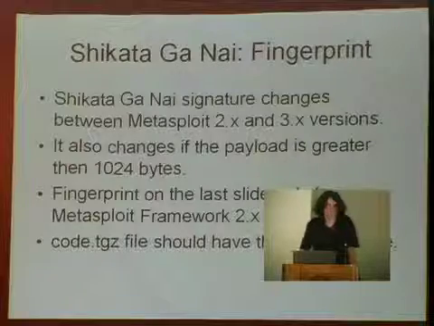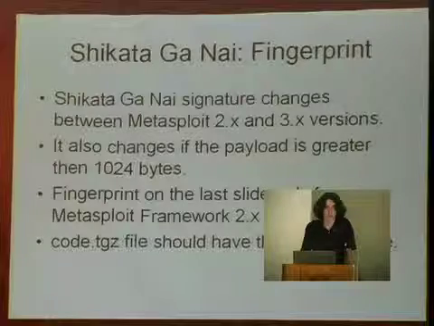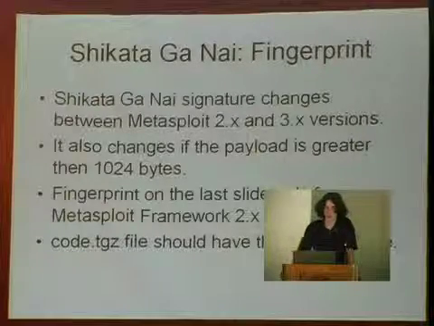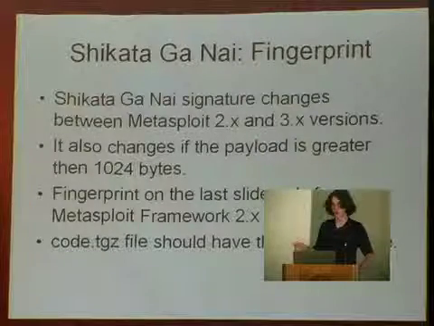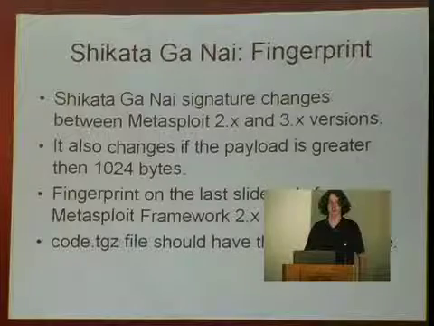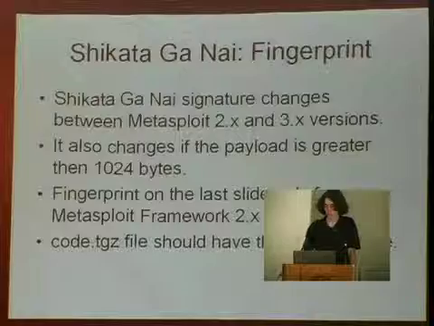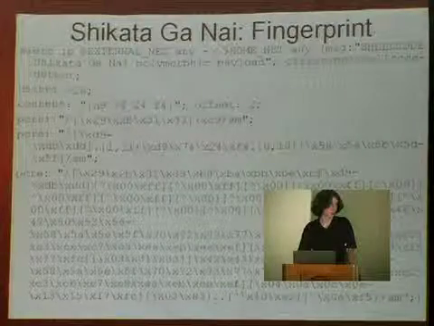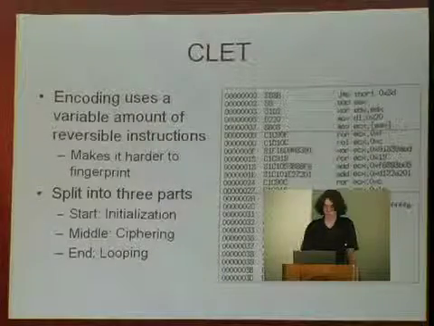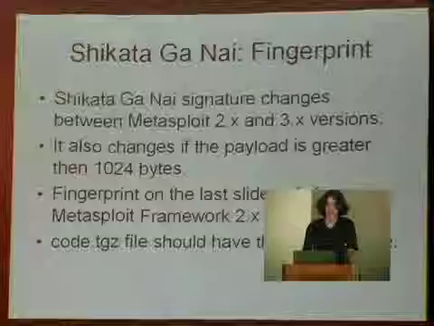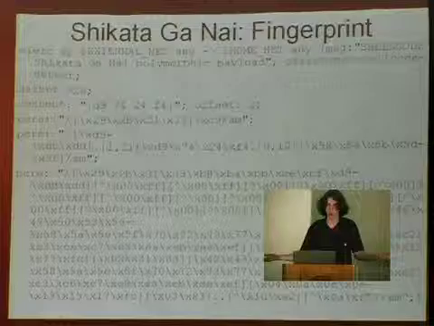And just a little on this fingerprint in case you guys are planning to drop it in. The Shikata Ga Nai signatures change between Metasploit 2 and 3. It also changes if the actual shellcode the encoder is encoding is less than or greater than 1024 bytes. So in case you plan to drop it in, realize that the code.tgz file should have the full signature, but the signature here is only for Metasploit Framework 2. And so that concludes the Shikata Ga Nai section, because we essentially built a fingerprint for what is supposedly a polymorphic shellcode encoder.